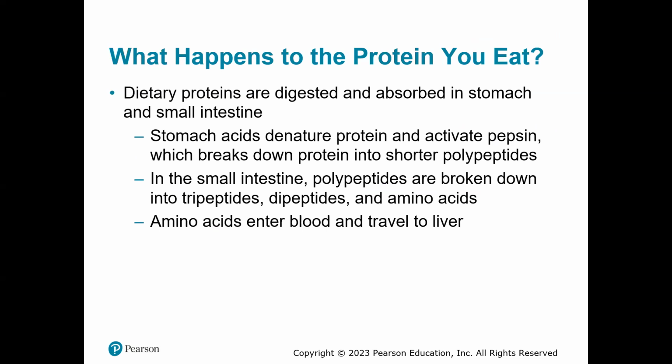As far as digestive processes and where they occur, we digest and absorb the dietary proteins in the stomach and the small intestine. In the stomach, we have stomach acid, basically hydrochloric acid, that is secreted into our stomach, denatures the protein, and activates an enzyme called pepsin. Pepsin takes that long polypeptide and breaks it down into shorter chunks, smaller polypeptides, with maybe 4 or 5 amino acids per chunk. Then when they reach the small intestine, we have more enzymes from the small intestine itself and from the pancreas that further break down those smaller polypeptides into tripeptides, 3 amino acids, dipeptides, 2 amino acids, and then single amino acids, the individual amino acids, which is what we can actually absorb.